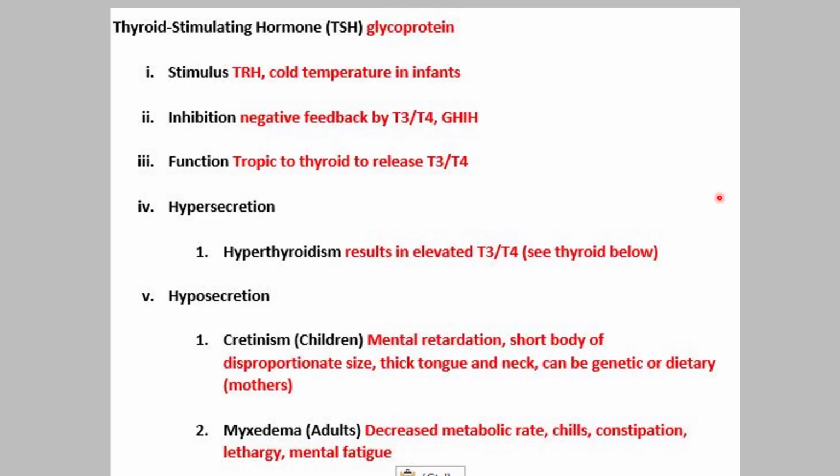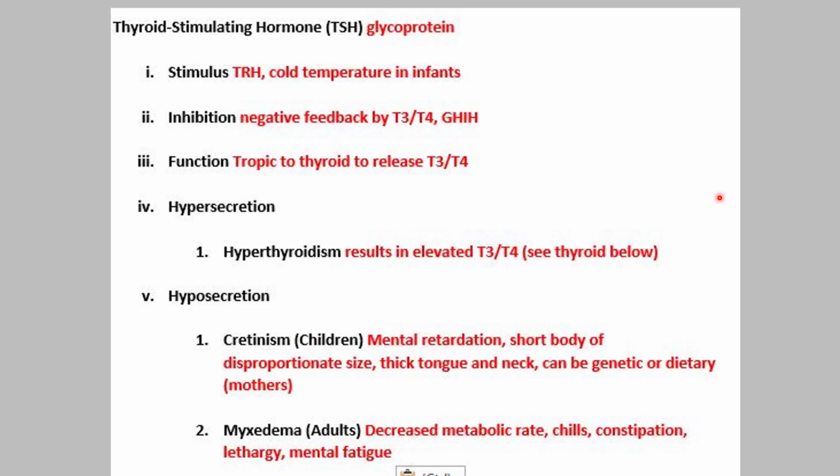All right, now let's talk about thyroid stimulating hormone, or thyrotropin. This is a glycoprotein. This is from the anterior pituitary gland, and its stimulus is TRH, thyrotropin releasing hormone. In infants, it's also stimulated by cold temperature. So TRH, or in infants, cold temperature, stimulates the release of TSH from the anterior pituitary.